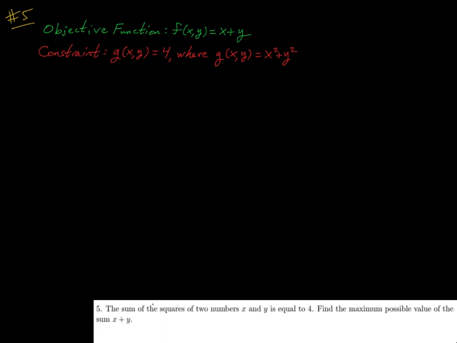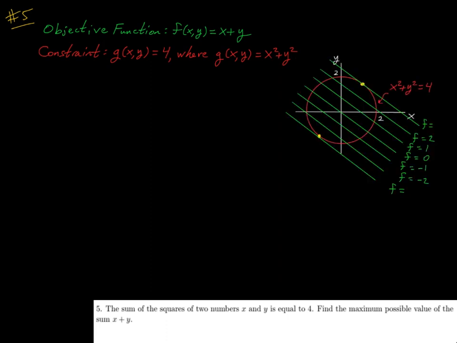Well, we're told that the sum of the squares of x and y is equal to 4. So in other words, x squared plus y squared is equal to 4. So I'm going to describe the constraint as follows: g of x, y is equal to 4, where g of x, y is the sum of the squares of the numbers x and y.